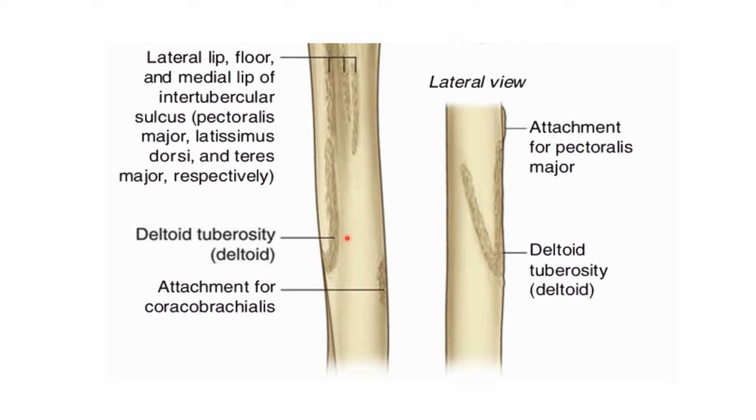Then we have the deltoid tuberosity where the deltoid muscle attaches. Then we have the attachment for the coracobrachialis muscle. Now this is a muscle of the arm and the forearm. Then we have a lateral view showing the attachment of the pectoralis major and the deltoid tuberosity where the deltoid muscle attaches. So this is the shaft of the humerus bone connecting the upper end and the lower end of the humerus.